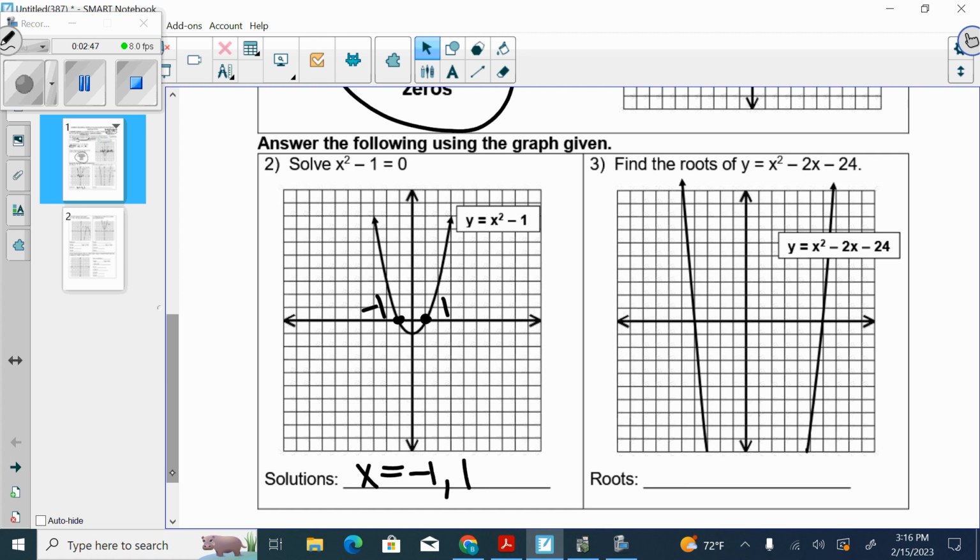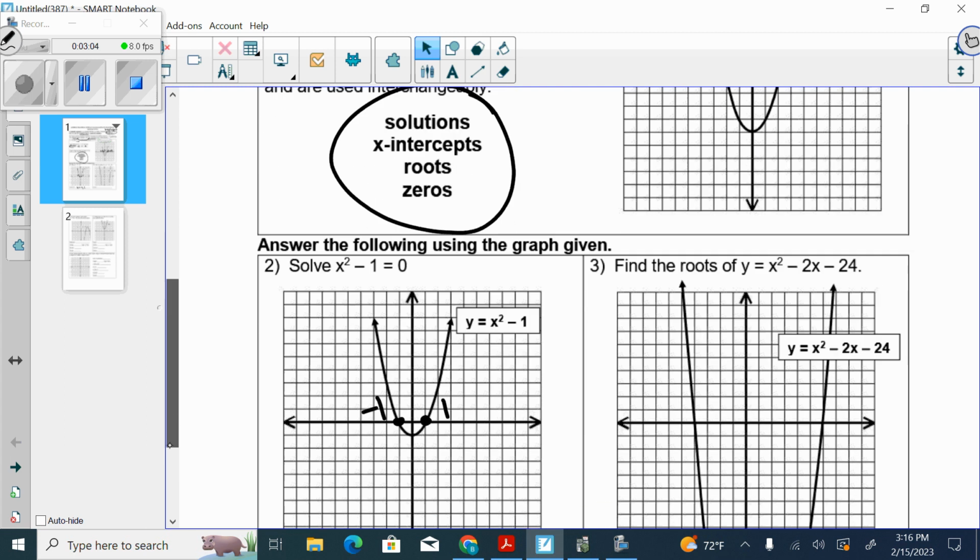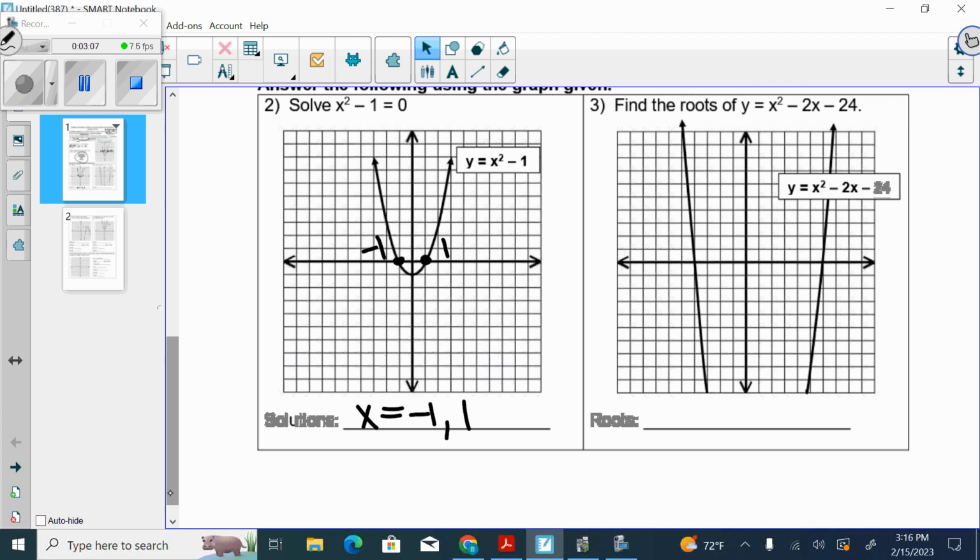Number 3 says find the roots. What does a root mean? Same thing, right? It's in our list. Look back up here: solutions, x-intercepts, roots, zeros. They all mean the same thing. So I'm still looking for the same thing. So what are the roots on number 3? One of those is right. This one's at -4, and 6. So my roots are -4 and 6. These are all x-intercepts, so that's why we're listing them as x equals that number, right?